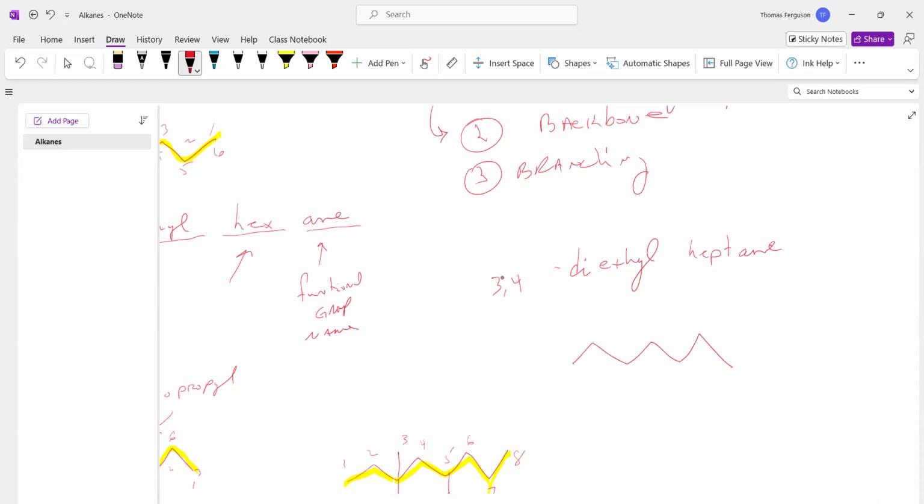Now you get to determine your own numbering when you go from name to structure. So let's just throw them on the left side. Carbons 1, 2, 3, 4. So that's 3,4-diethyl heptane. So there's the backbone.